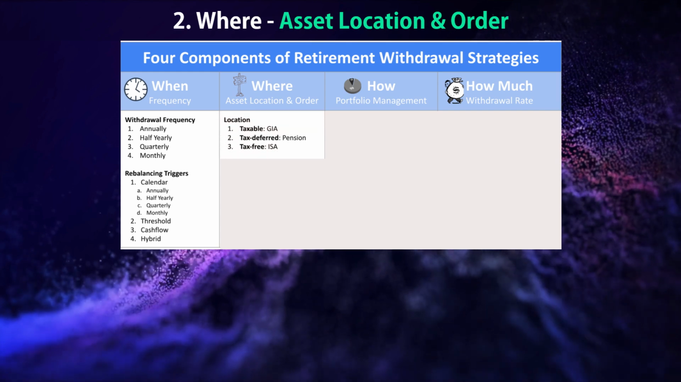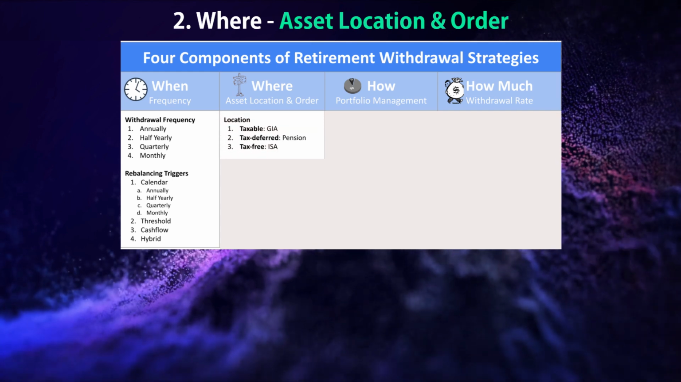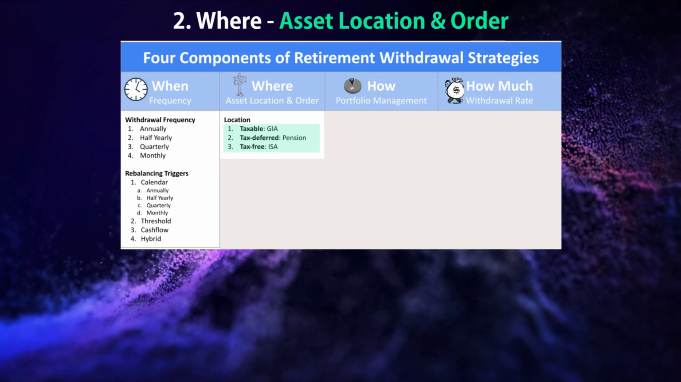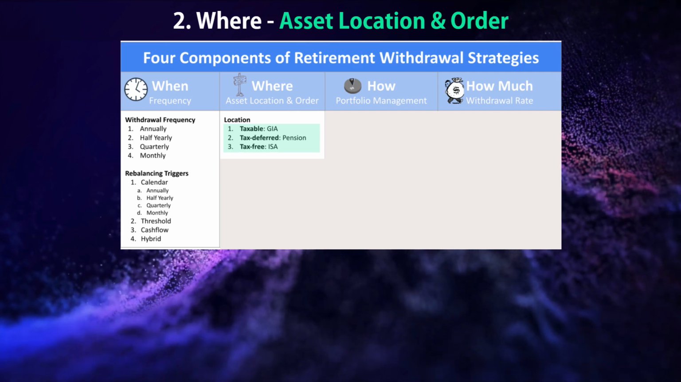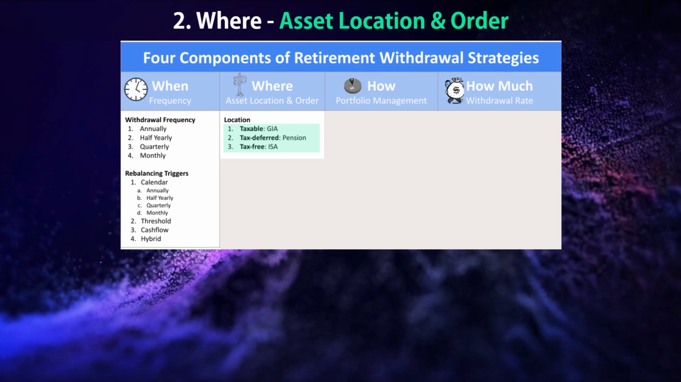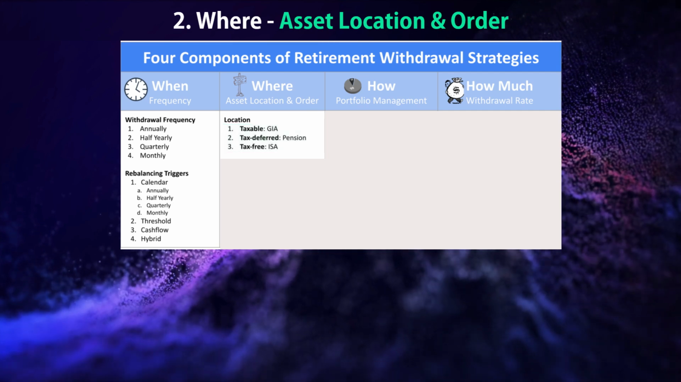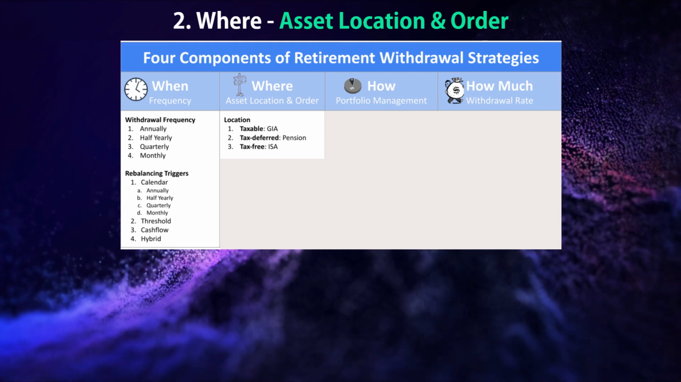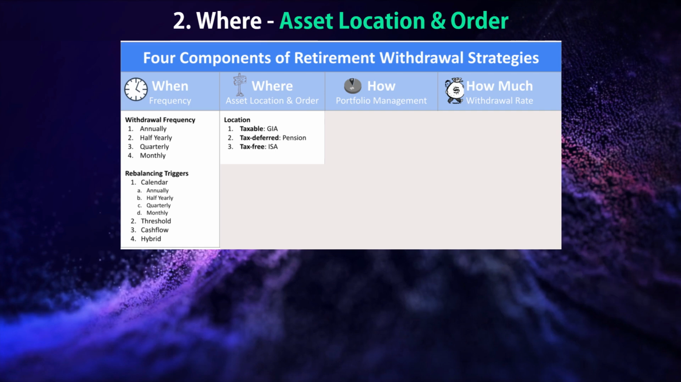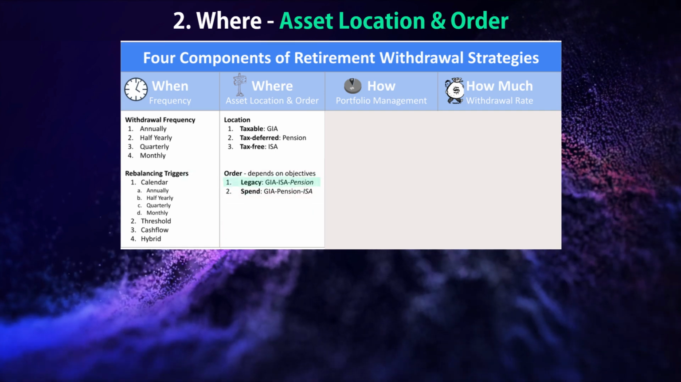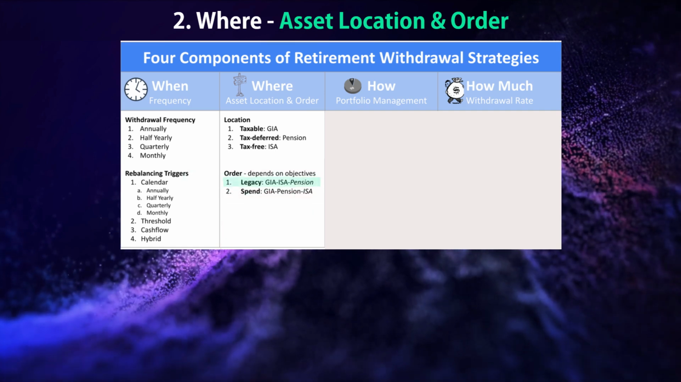In the UK, there are 3 types of investment accounts: taxable, tax-deferred, and tax-free. These correspond to General Investment Account or GIA, pensions including workplace and SIPP pensions, and finally, Individual Savings Accounts or ISA. When you're deciding which accounts to draw from first, you need to think about your tax situation and whether leaving a legacy is important to you. If it is, then you should draw from your pension last, since it's not subject to inheritance tax.